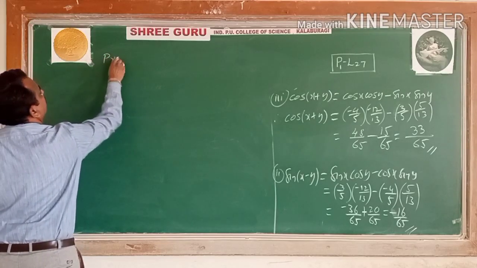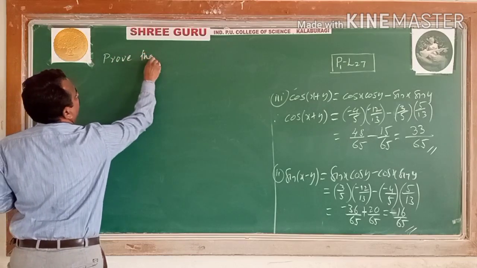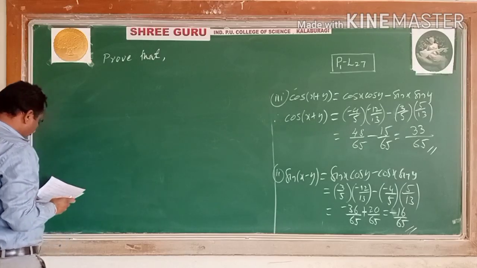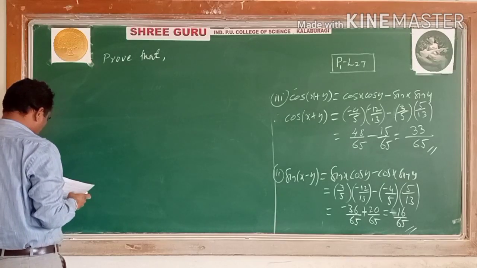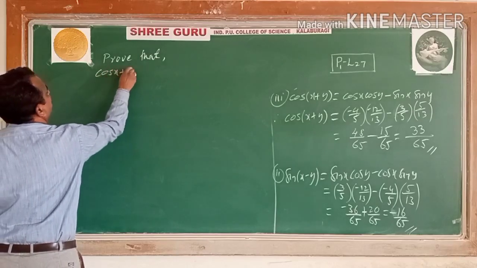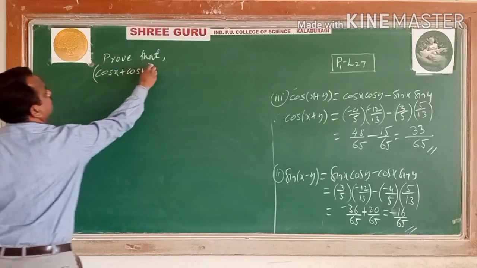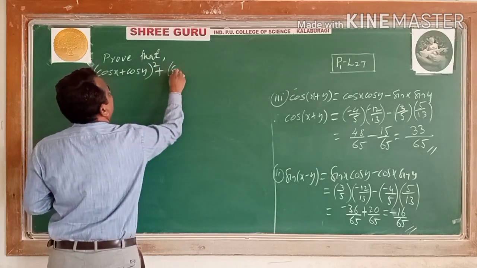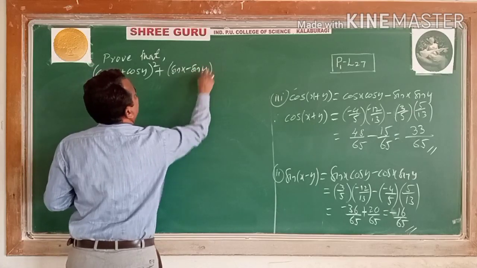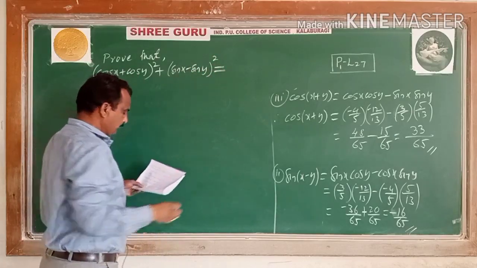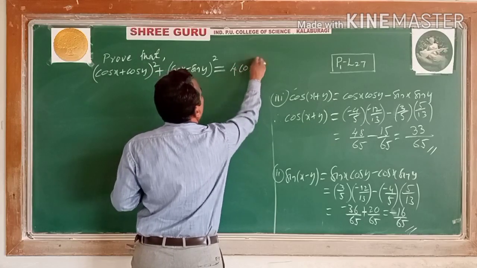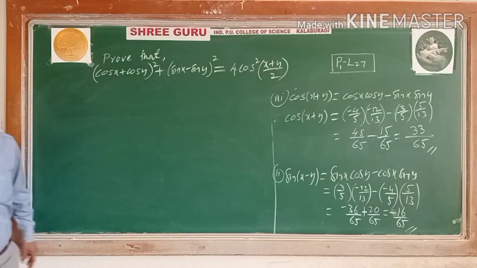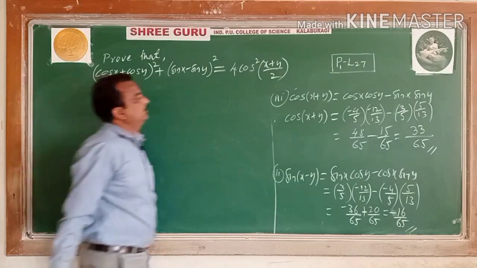Prove that, today what we are calculating, the 5 marks questions. So for the point of examination, 5 marks questions. Prove that (cos x plus cos y) whole square plus (sin x minus sin y) whole square is equal to 4 times cos square of (x plus y) by 2.